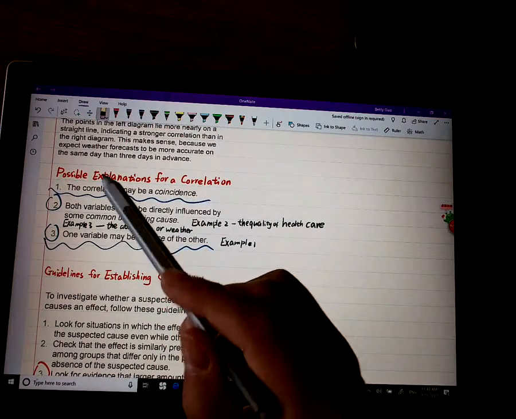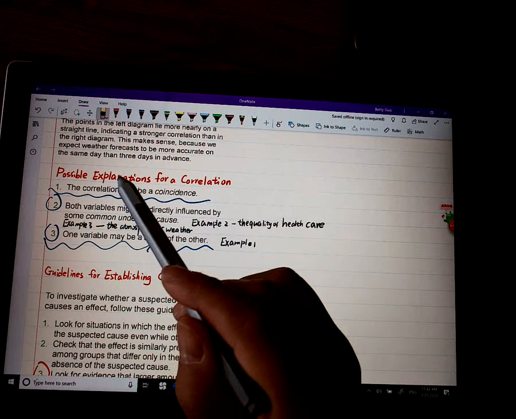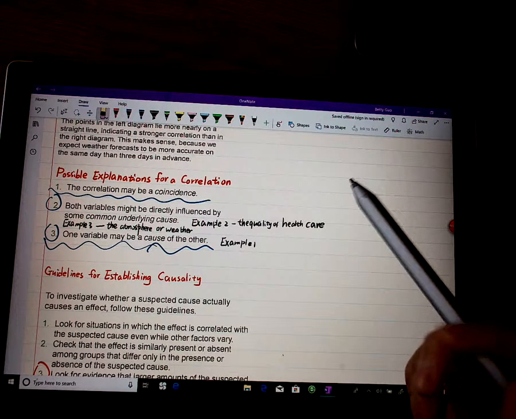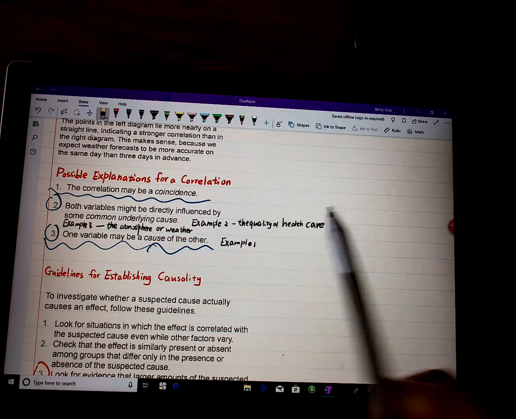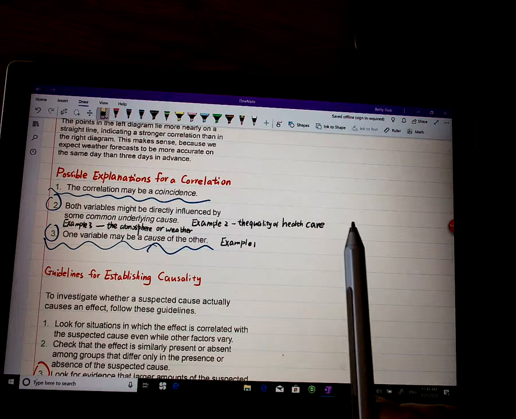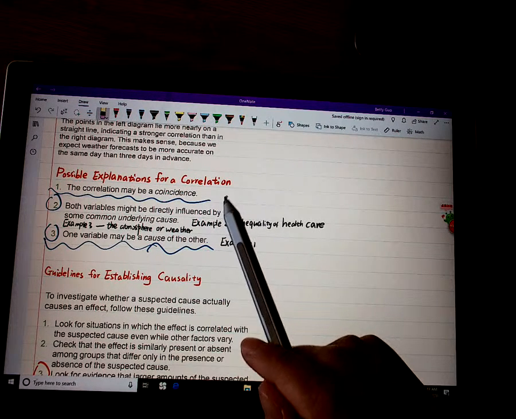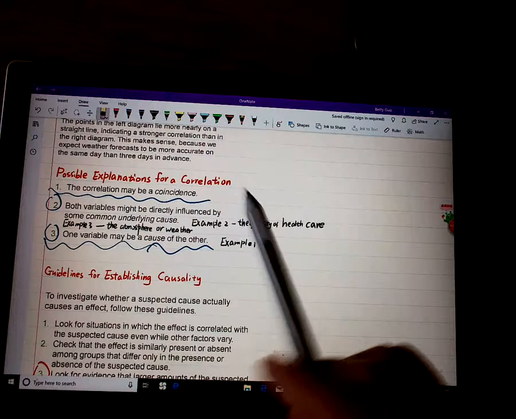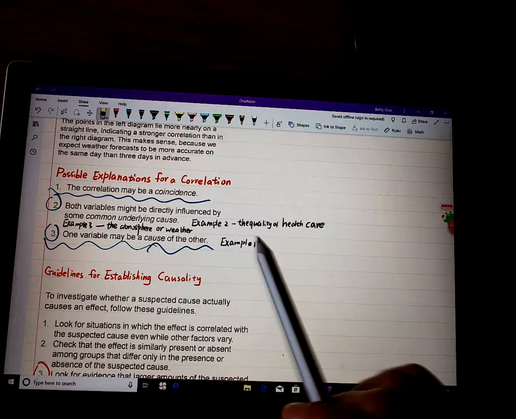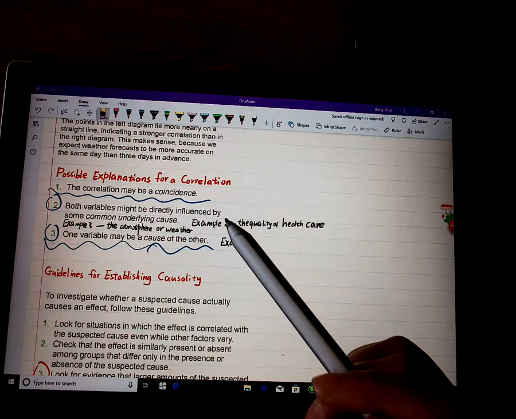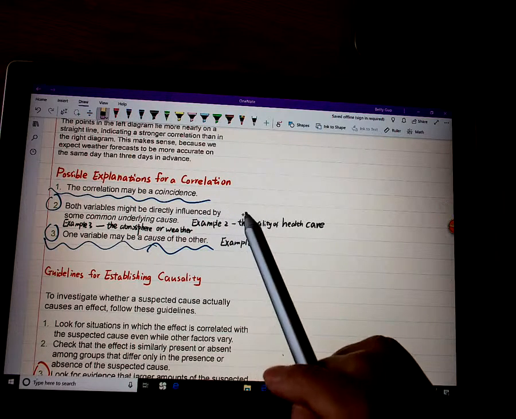Next thing, possible explanations for a correlation. We have 3 possible explanations for a correlation. Your first step is to get a sample and construct the scatter plots for the sample. And then you take a view. You look at the scatter plot to determine if you see a positive correlation, negative correlation, or no correlation. And then if we go deeper, if you see a correlation, we want to know what reason supports it, or what possible explanations there are for that correlation. So we have 3 here.